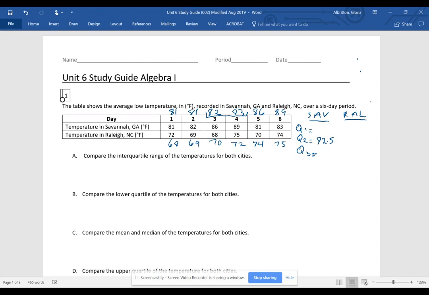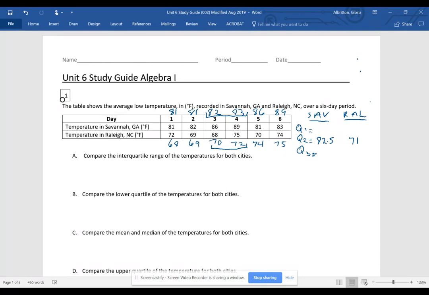We haven't figured out what our Q1, our quartile 1, is. Now let's do the same for Raleigh. Again, we've got 6 temperatures, so there's 2 in the middle. When we add those and divide by 2, we get 71 degrees. So we've got our Q2s, or our medians, in other words, original medians.